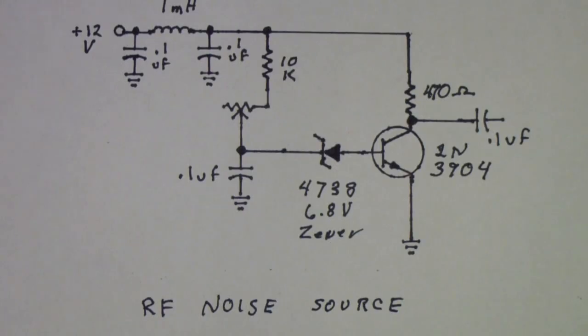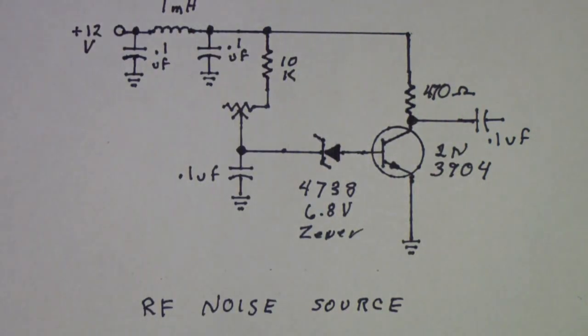An S9018, which is a higher frequency transistor. It's a general purpose replacement used in transistor radios for an FM oscillator. So it has a higher transition frequency, FT. The 3904 typical FT is somewhere between 100 and 300 megahertz.